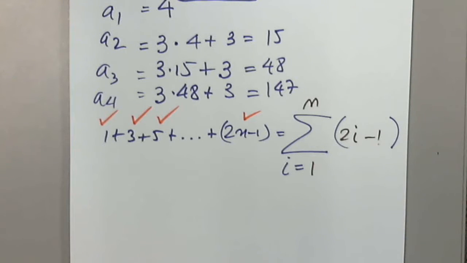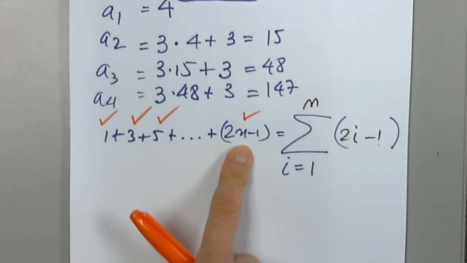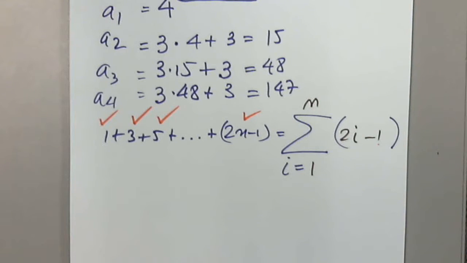Is that okay? Okay. The last one, 2 times n minus 1. That's the sequence, right? Yes. Okay, good. Next question.